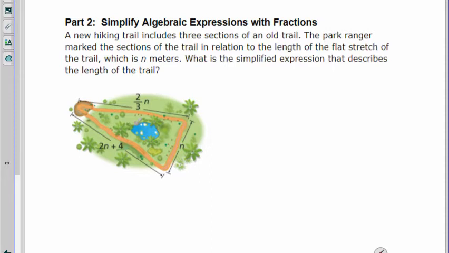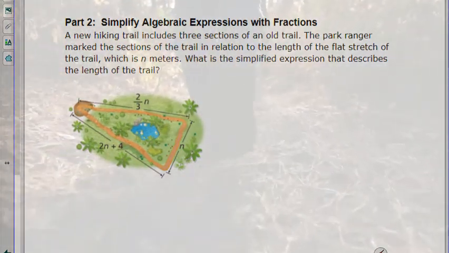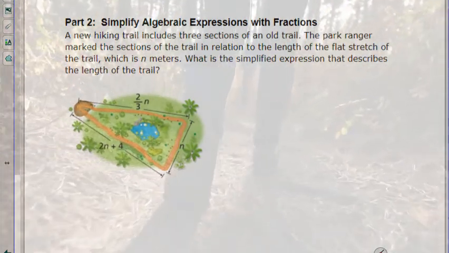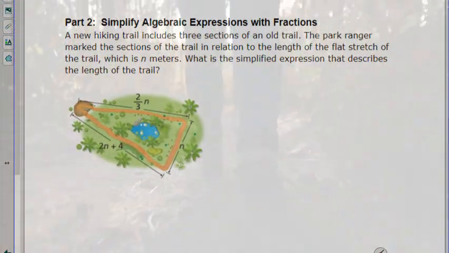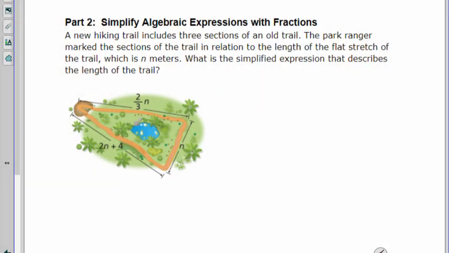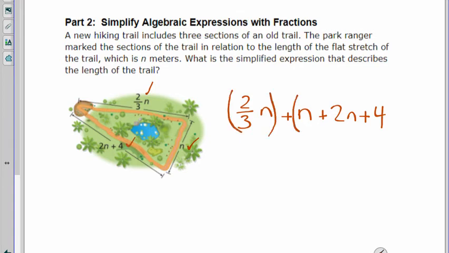Okay, let's look at this next problem. We have this hiking trail, and it goes in roughly a triangular route. And the flat section is labeled N. And the other 2 sections of that triangle are labeled in relationship to the length of N. And I want to know the whole distance around in N meters. So the perimeter is the sum of the sides. So I have 2/3 N, that's that one, plus N, there's that one, plus 2n plus 4, and that would be that one. And I want to simplify that expression.